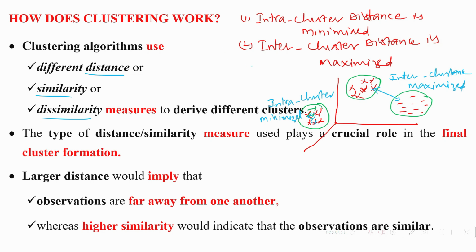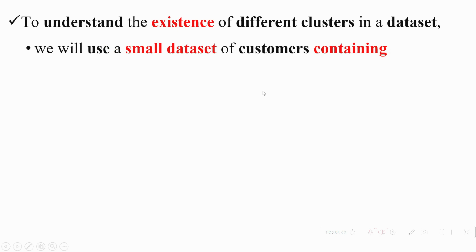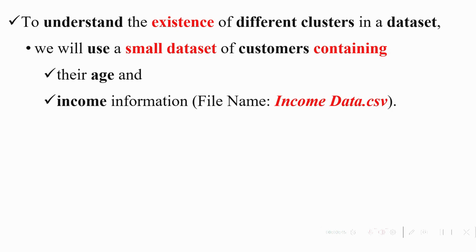That means if the distance between things is very high, then they belong to different clusters. If the distance is very small, they have higher similarity, and they become the same cluster. To understand the existence of different clusters in a data set, we will use a small data set of customers containing their age and income information. So here we have two features: age and corresponding income level. Based on this information, we are going to construct one data set.